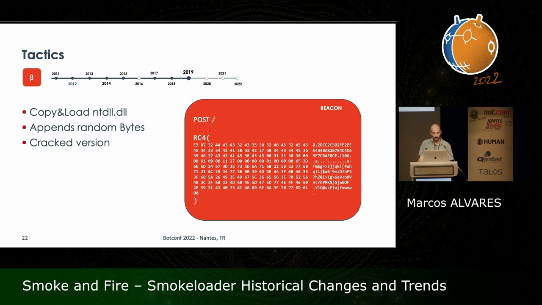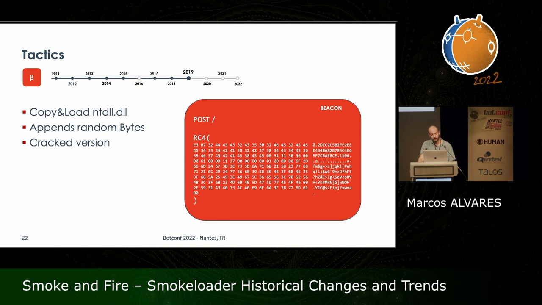In 2019, we got a little bit more anti-analysis techniques implemented. Smokeloader decided to make a copy of NTDLL, load this copy, and then start to use this copy. By doing that, they managed to bypass some hooking mechanisms of some sandboxes, because we didn't get any behavioral logs about API calls in their reports.